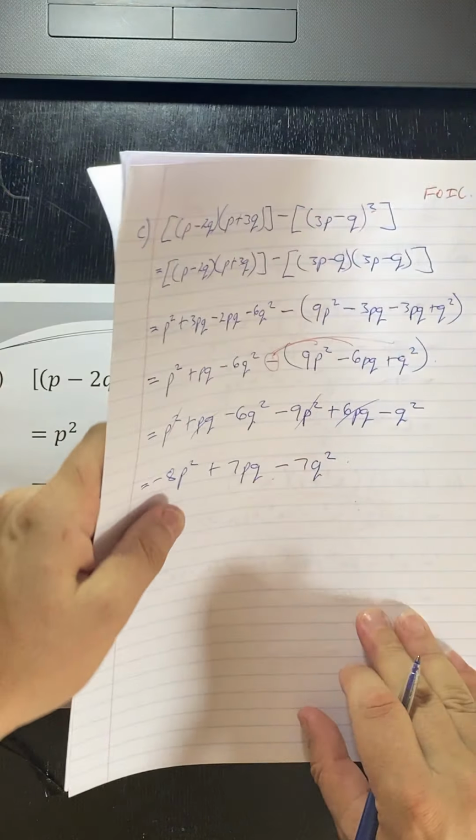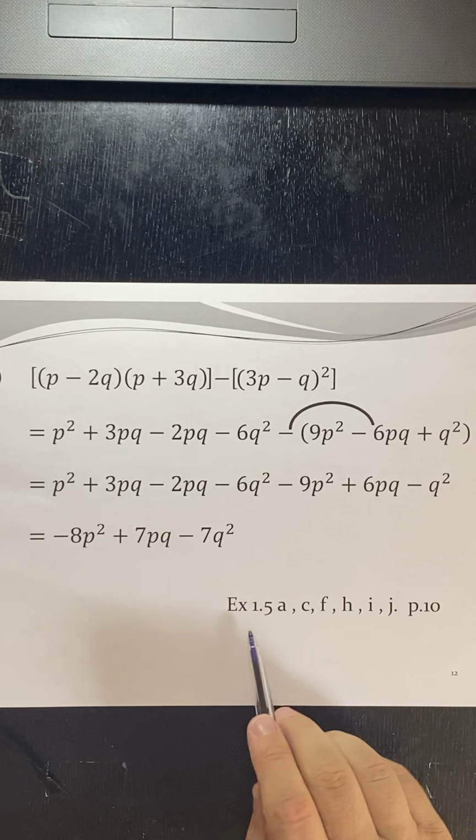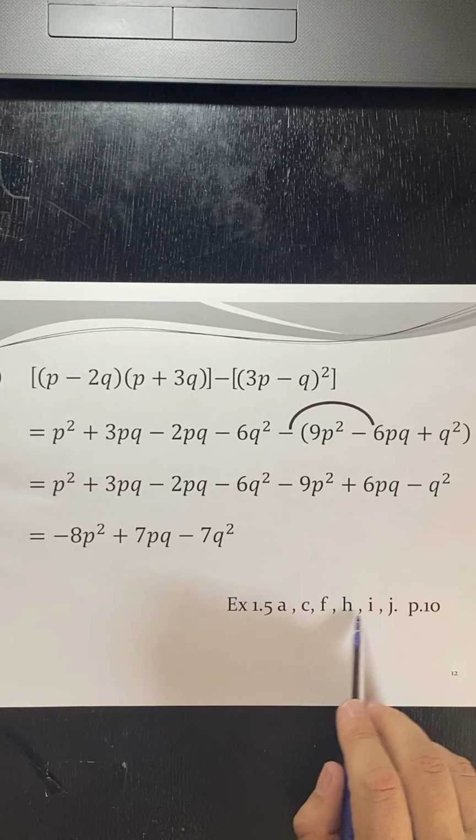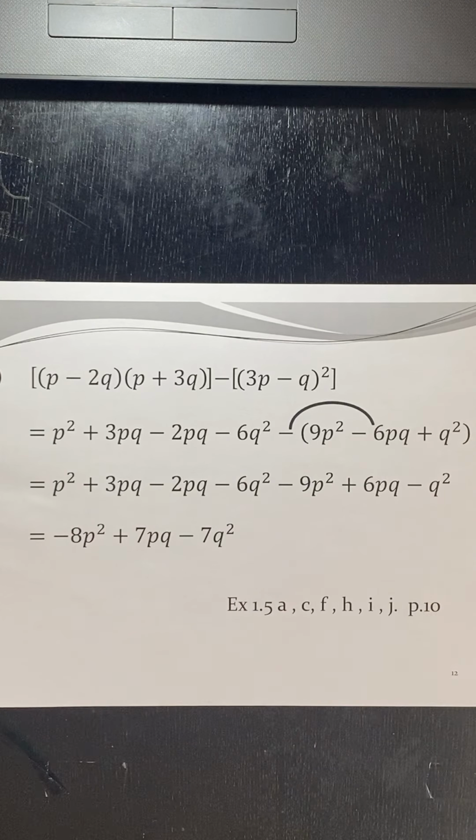Okay, grade 10s. What I would like you to do for homework for me here is 1.5 A, C, F, H, I, and J for me, please. Thank you.